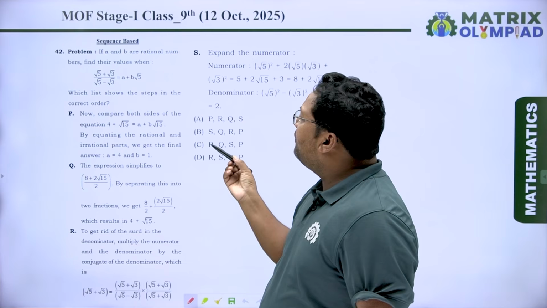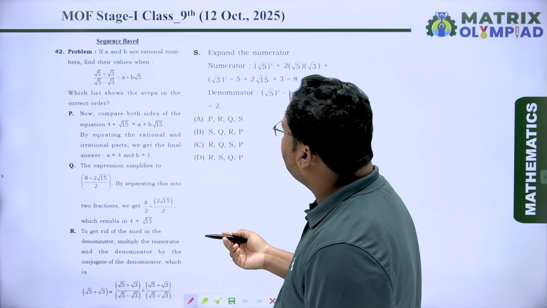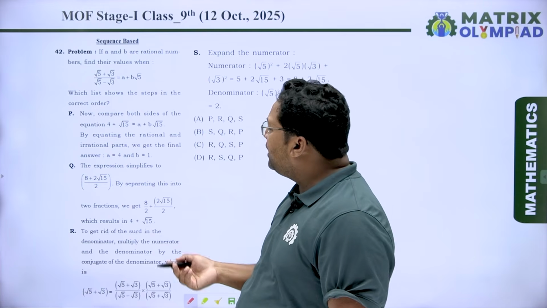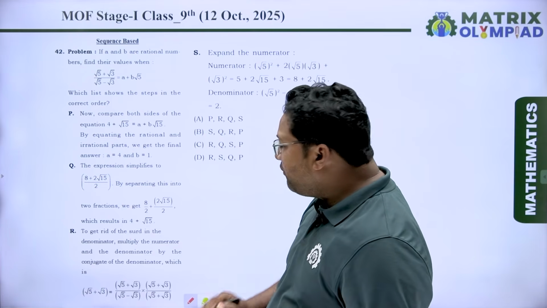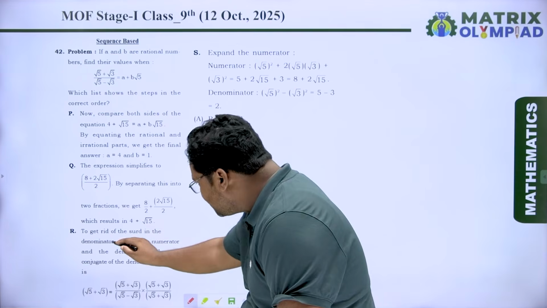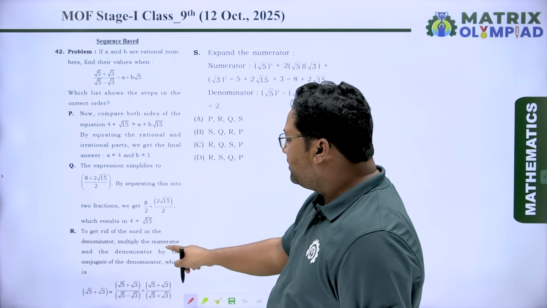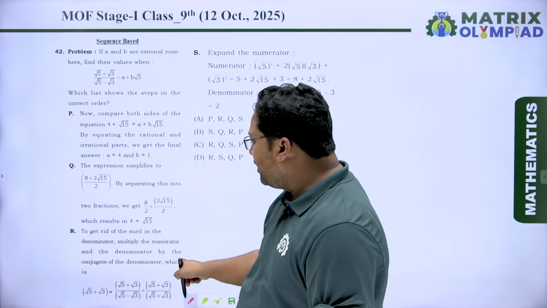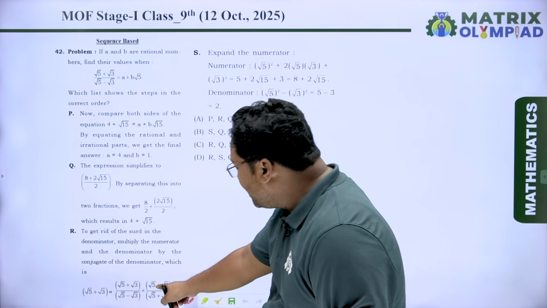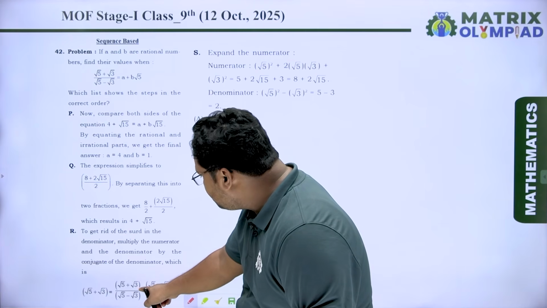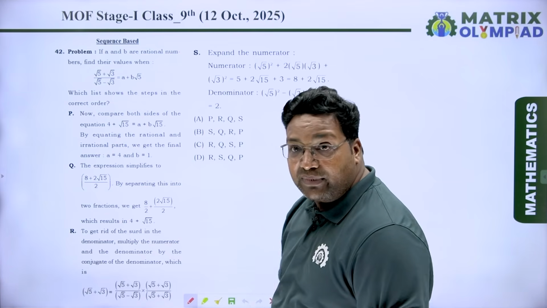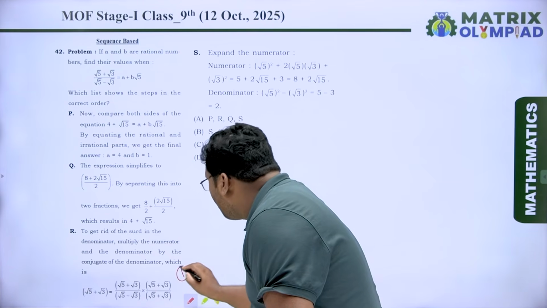Next question is, if A and B are rational numbers, find their values when (root 5 plus root 3) upon (root 5 minus root 3) is equal to A plus B under root 5. So first of all, we have to rationalize this number. For this, we have to take this step to get rid of the surd in the denominator: multiply the numerator and denominator by the conjugate of the denominator, which is root 5 plus root 3. So we have to multiply this number, root 5 plus root 3 upon root 5 minus root 3, into root 5 plus root 3 upon root 5 plus root 3. So this is our first step.